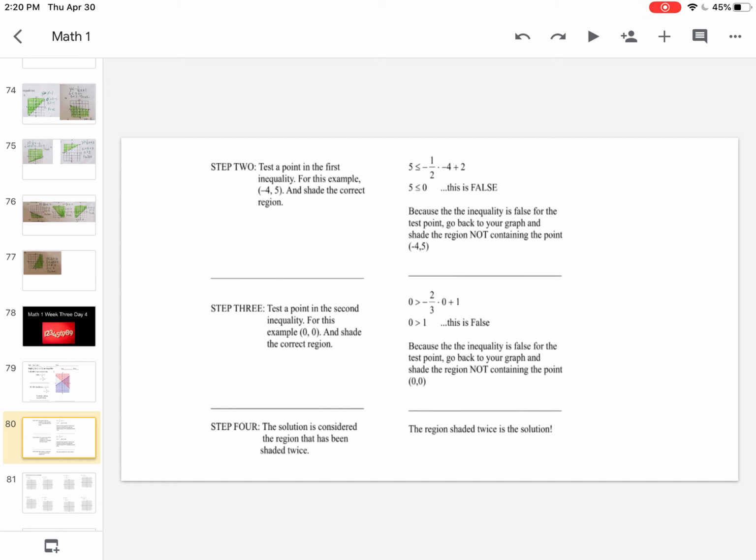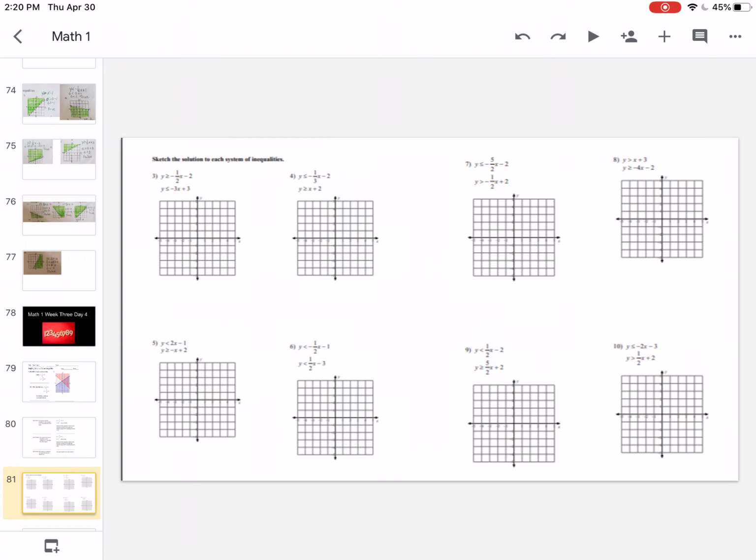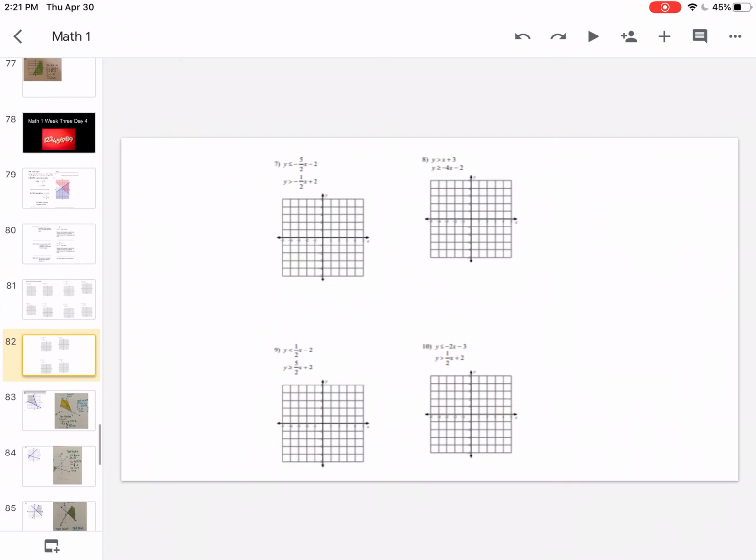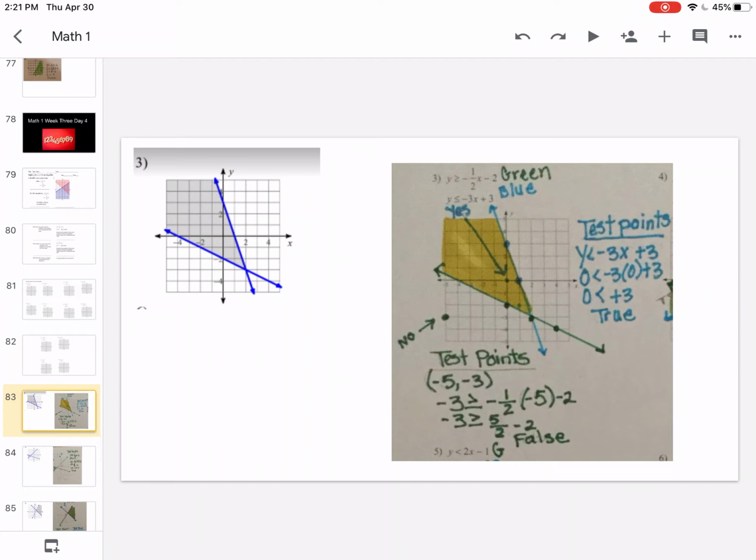This can get really confusing, I know. So your worksheet looks like this. Or worksheets, there's 3 of them. I put them on the same slide. So if we look at number 3, it's your first one. We have y is greater than or equal to negative 1/2 x minus 2. And I put green so I wouldn't get confused. And then the next one I shaded blue.